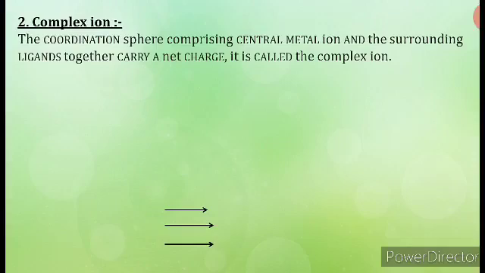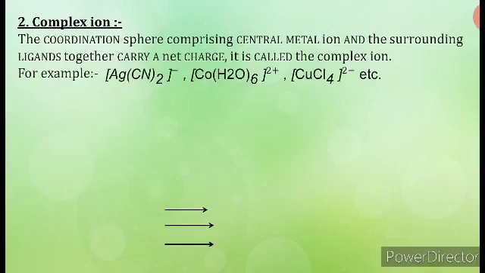After the algebraic sum of charge on the central metal ion and ligands, if any residual charge, a net charge, is coming on the coordination sphere, then it is known as a complex ion. For example, dicyanoargentate(I), [Ag(CN)2]−, with one negative charge. It is dicyanoargentate(I), so it is an anionic complex.